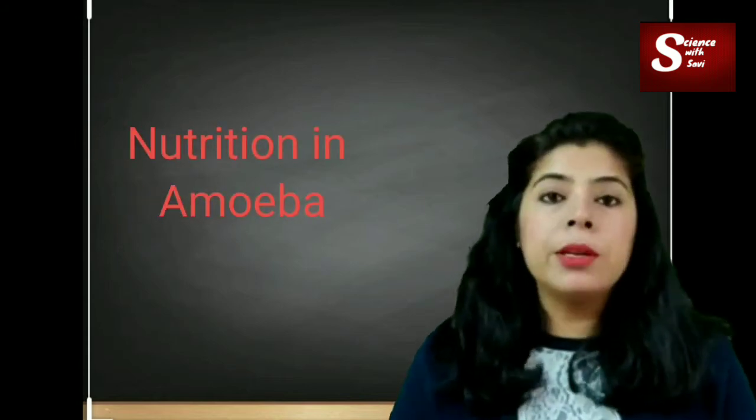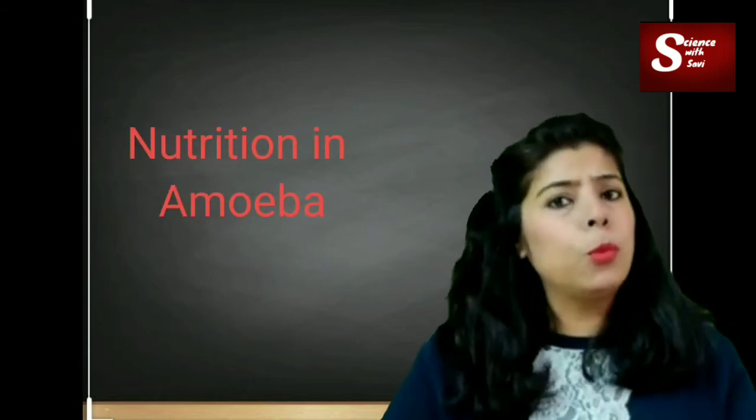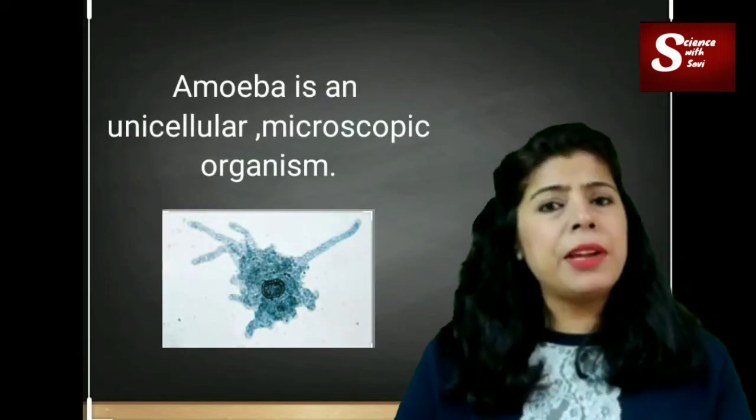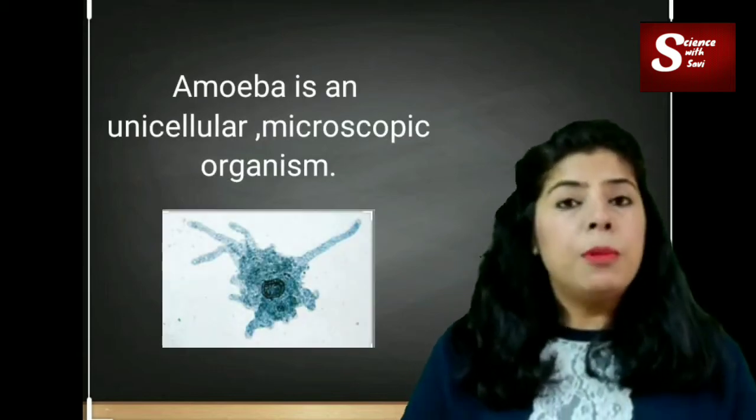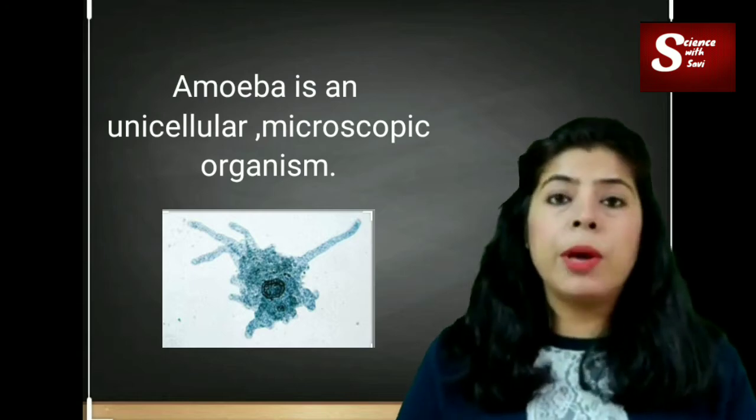Now let's discuss the most important topic of today, that is how nutrition goes on in amoeba. Before going into that, let us talk about amoeba. What is amoeba? Amoeba is a unicellular organism. It is a very simple form of organism. Before understanding any topic or process, it's very important to understand how that process goes on in the simplest form. The simplest form of organism is amoeba.